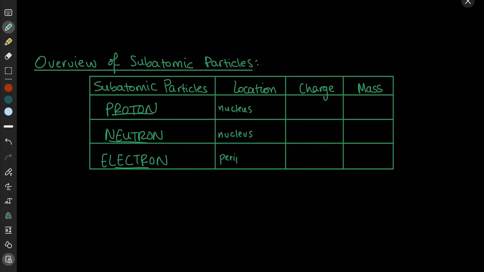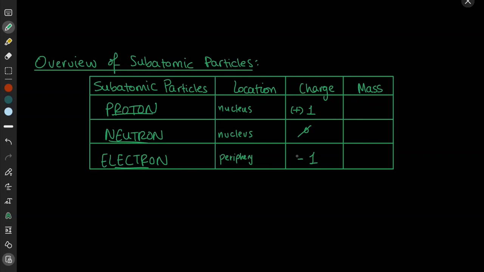They are located outside the nucleus, and we just call that area the periphery, just for the purposes of this video, so we have one name to refer to. Okay, so with respect to charge, the protons have a positive charge with designation positive 1. Neutrons, by the way they sound, are going to be neutral in charge, so no charge. Electrons, on the other hand, like protons, have a charge of 1, but instead of positive 1, they're going to be negative in nature.